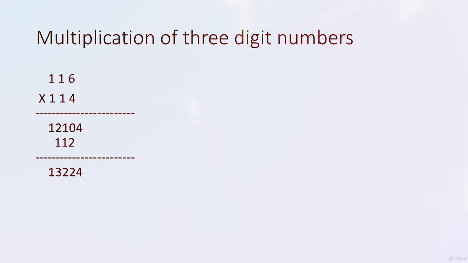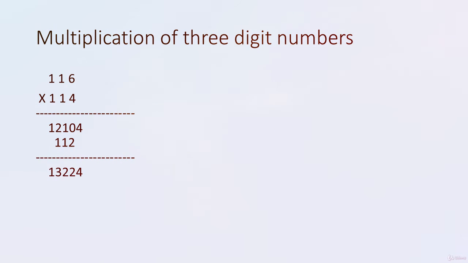Then the second digit from the right will be the cross multiplication between the second and third digits. So 1 will get multiplied by 4, 6 will get multiplied by 1. The answer will be 6 plus 4, that is 10. We will write 0. We will carry forward 1. So we will write 0 onto the left hand side of 4, our earlier answer. And we will write down 1 in the line below, showing that it is a carry forward.